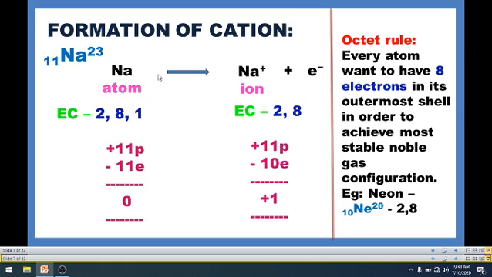And now sodium loses 1 electron. What happens? It already has 11 electrons, it loses 1 electron, and now it has 10 electrons. Therefore plus 11 minus 10 is equal to plus 1. So now the sodium atom attains a positive charge, plus 1. Sodium is converted into a sodium ion by losing an electron. So this is how cations are formed. Let me take one more example.